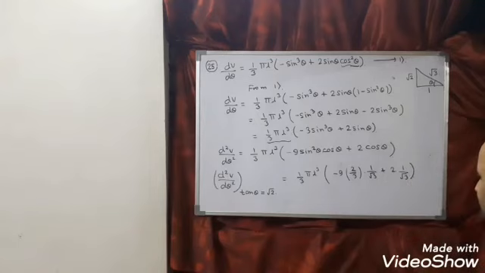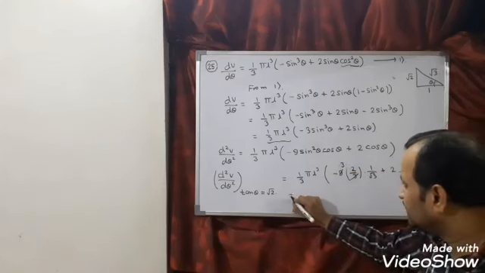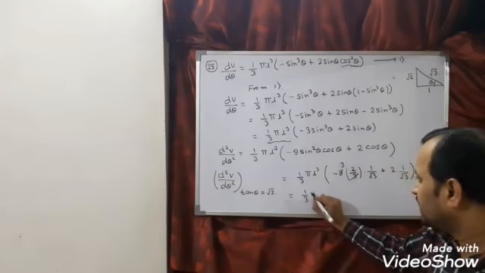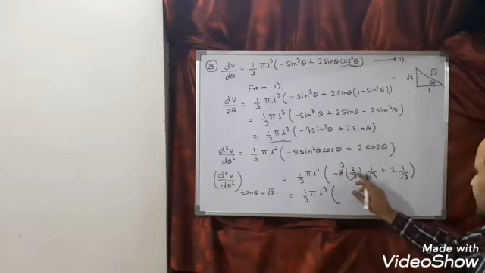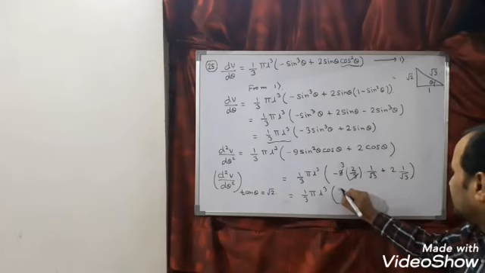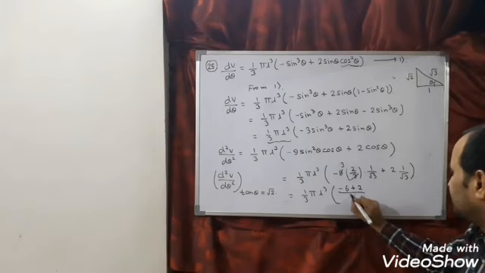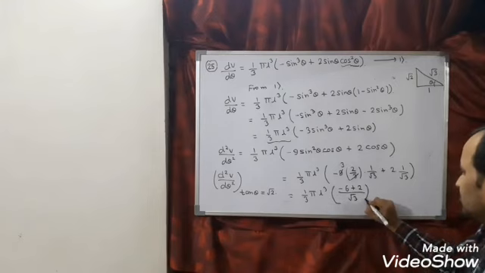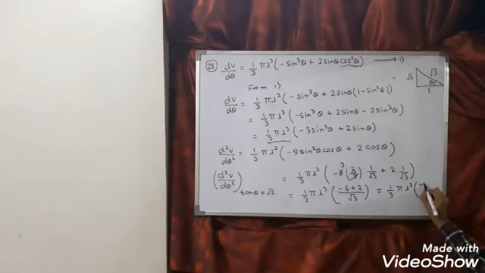Now solve this. So 3 means I can say 3. So what you will get is 1 by 3 pi L cube. Take LCM. So minus 6 plus 2 divided by root 3, or I can say 1 by 3 pi L cube, and here minus 4 by root 3.